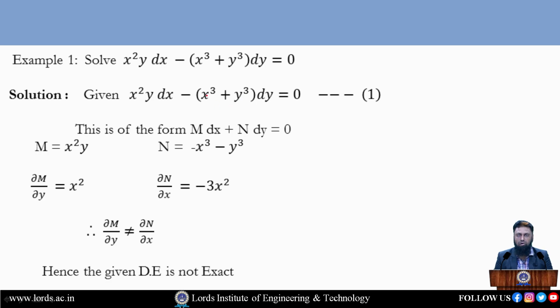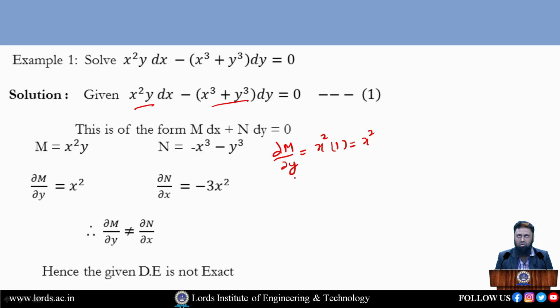We will solve the problem: x square y dx minus (x cube plus y cube) dy equal to 0 is given. We write the equation in the form M dx plus N dy equal to 0. So this is the M value, x square y, and this is the N value, minus (x cube plus y cube). Now you take the partial differentiation, del M by del y. Differentiating with respect to y, x square is constant, del by del y of y is 1, so you get x square.